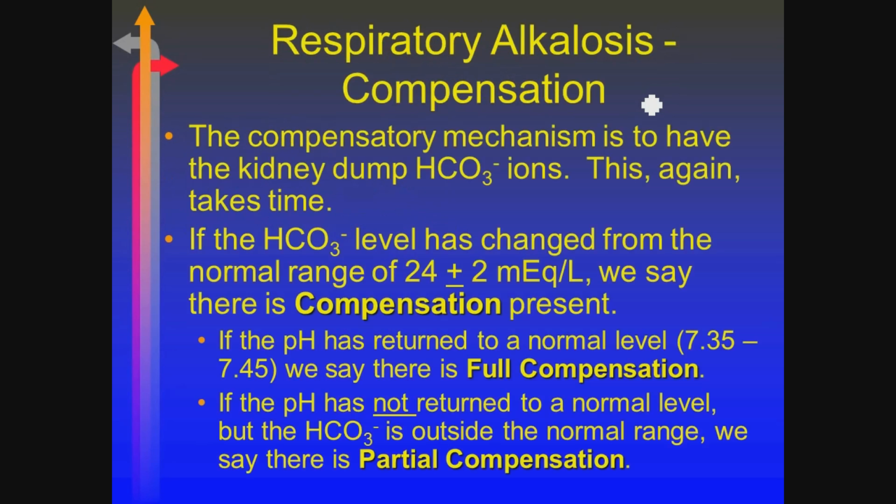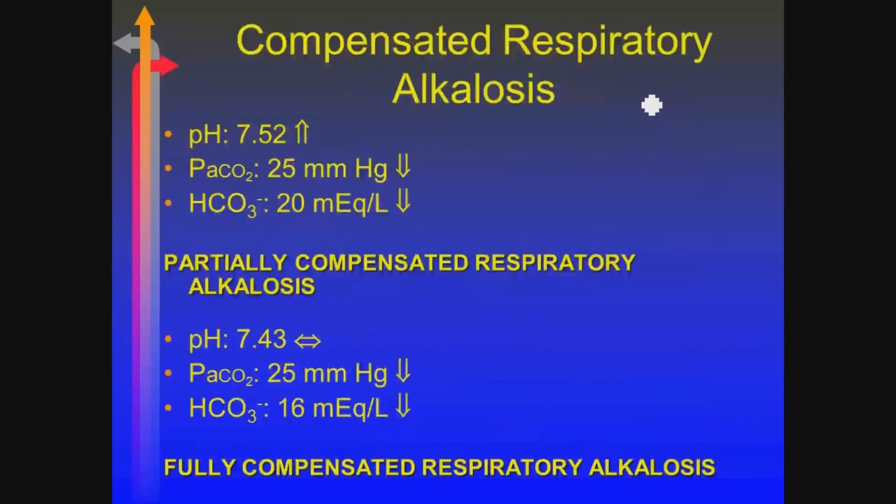Again, with compensation, partial, full, partially compensated, the bicarbonate level is moved outside of its normal range. And now we have an attempt to try and correct for it. So the pH is still not back to 7.4, but the bicarbonate level has attempted to drop to compensate. Partially compensated respiratory alkalosis. And finally, pH returns to normal. Do we see where this is going, guys? Maybe or maybe not.